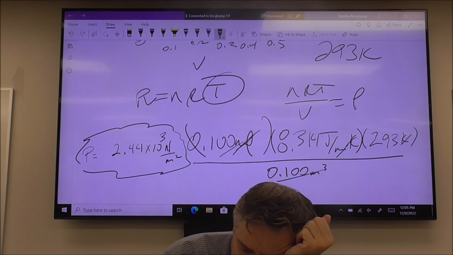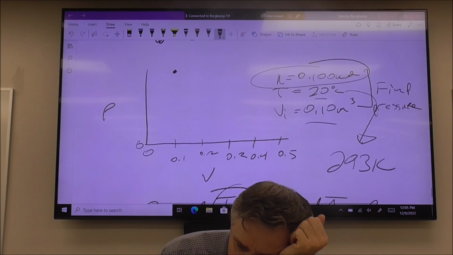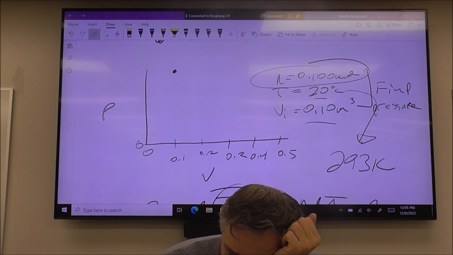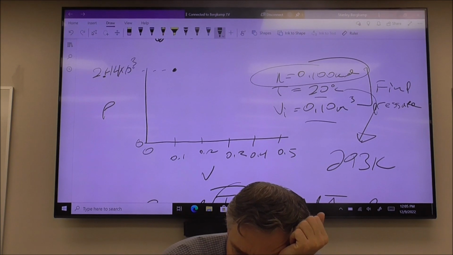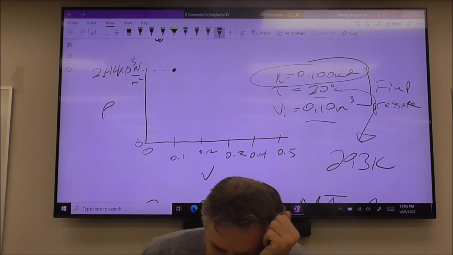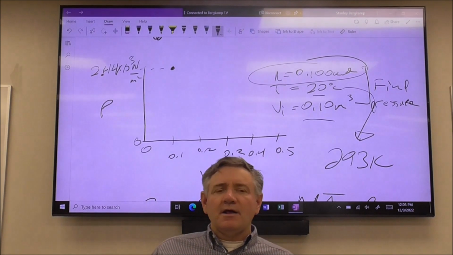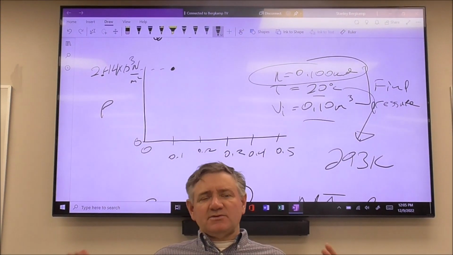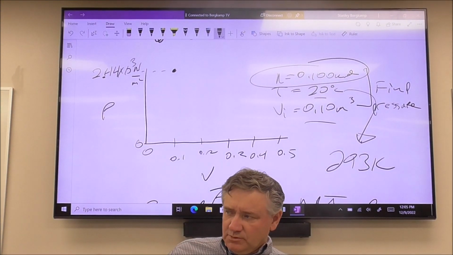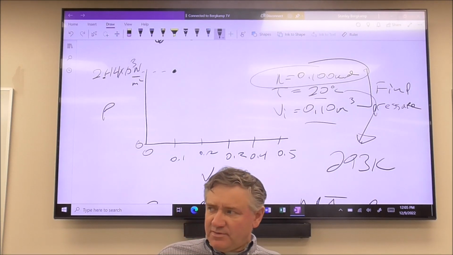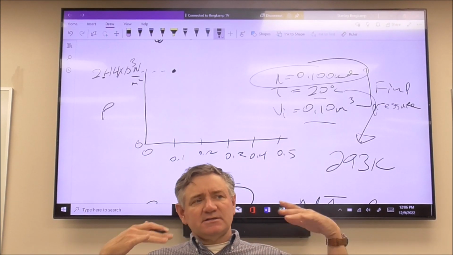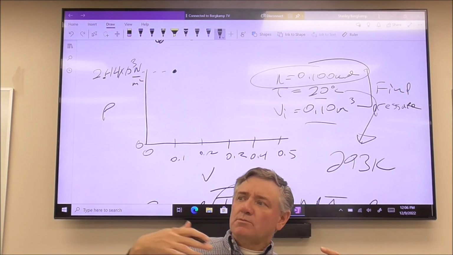So on this graph of pressure and volume, we've got a volume of 0.1. We're going to come over here, and that's going to be 2.44 times 10 to the third newtons per square meter. Now, that's a lot less than normal atmospheric pressure. Normal atmospheric pressure would be like 1.01 times 10 to the fifth. So this is like 100 times less than normal pressure.